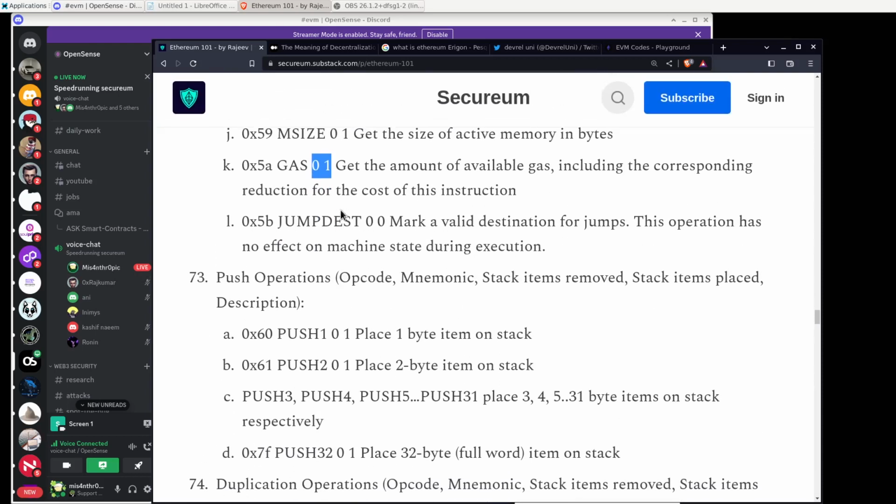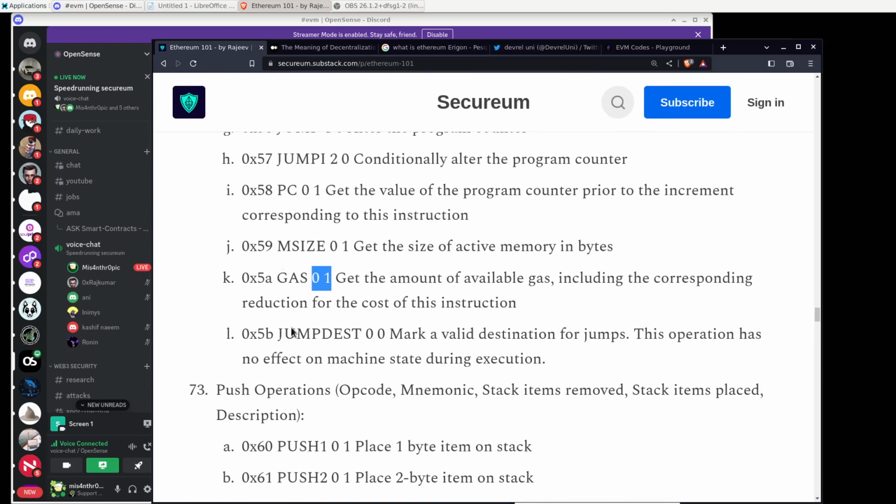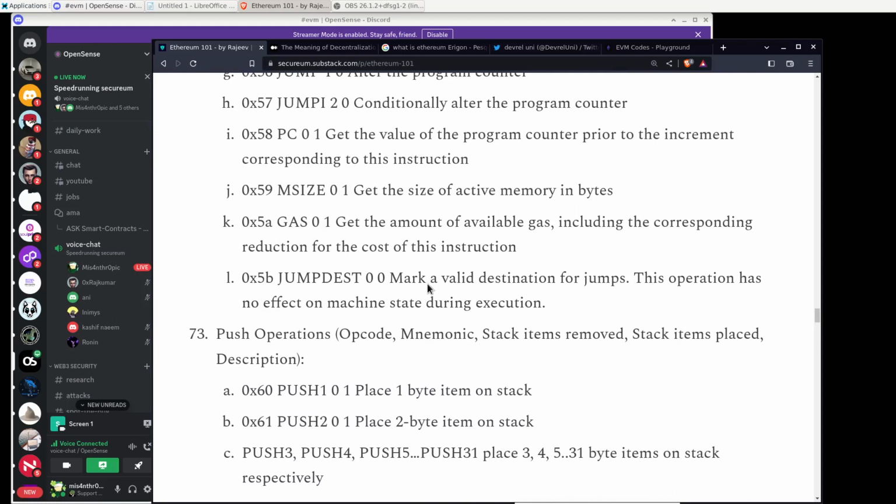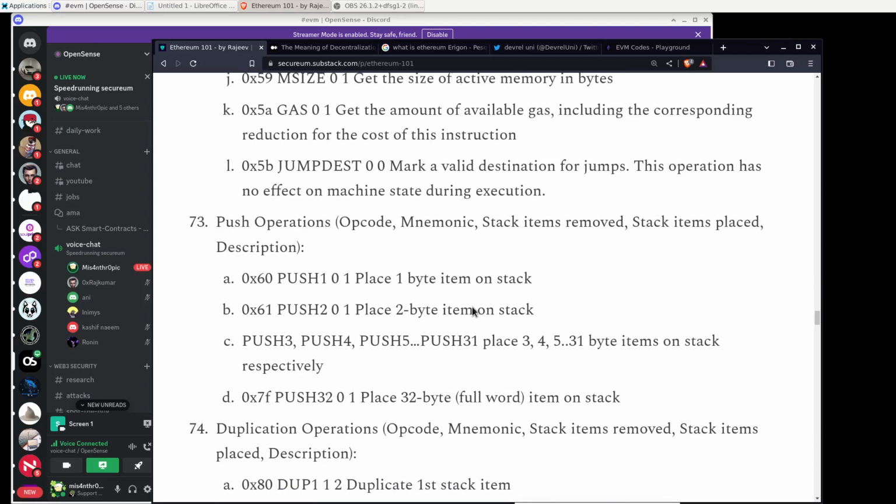So the last one was MSIZE, which gets the size of active memory in bytes. GAS gets the available gas, including the corresponding reduction for the cost of this instruction. JUMPDEST marks a valid destination for jumps. This operation has no effect on the machine state during execution.